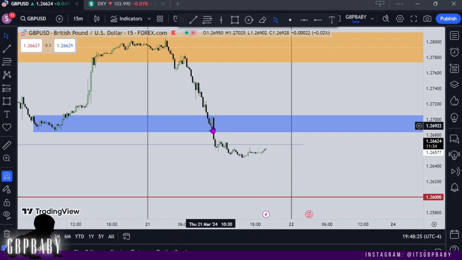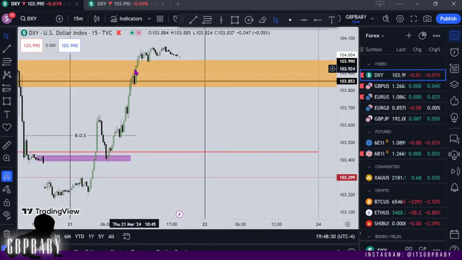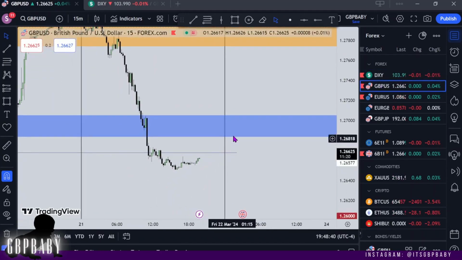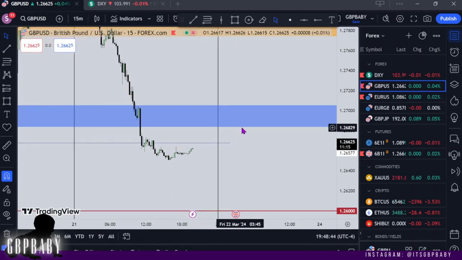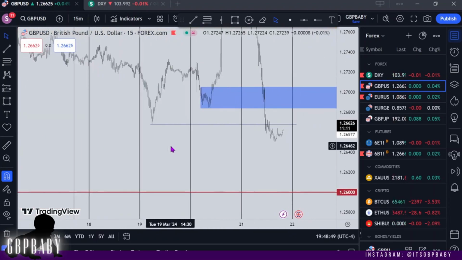Furthermore, on the 15-minute, we have a fair value gap right here. This complements nicely with this 15-minute fair value gap on dollar, so it'd be nice to see if we can trade down into that. Whether this happens during the Asian range or London, I'm not really sure, but regardless, at London I'll be looking and expecting some kind of shorting opportunities with the expectation to get into that low I was talking about.